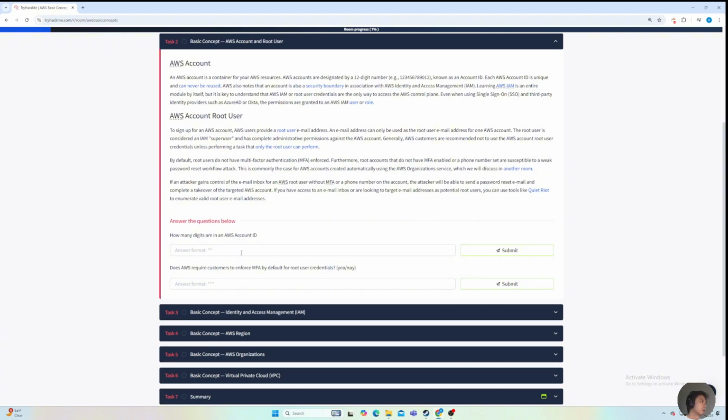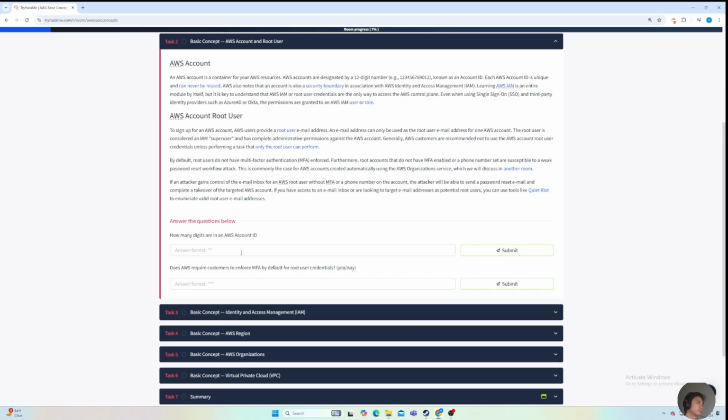AWS account root user. To sign up for an AWS account, AWS users provide a root user email address. An email address can only be used as the root user email address for one AWS account. The root user is considered an IAM super user and has complete administrative permissions against the AWS account. Generally, AWS customers are recommended not to use the AWS account root user credentials unless performing a task that only the root user can perform.